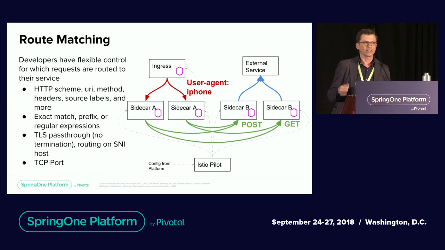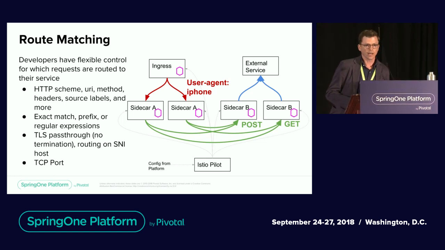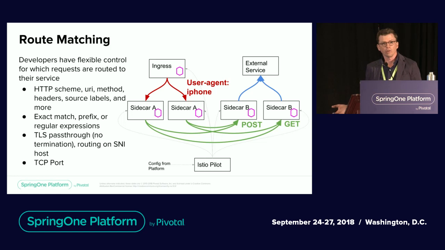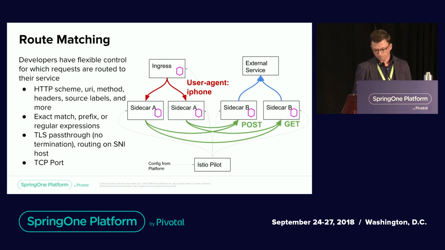So if the proxy is not actually decrypting or terminating the TLS handshake, how does it know where to send the request without decrypting the payload? SNI headers, originally used to decide which certificate to offer when many domain names were supported, can be used to make that routing decision.